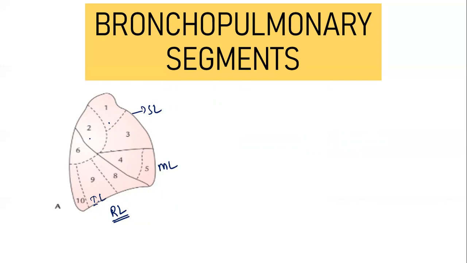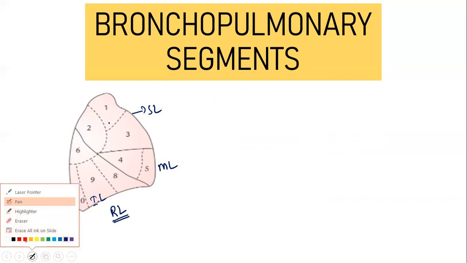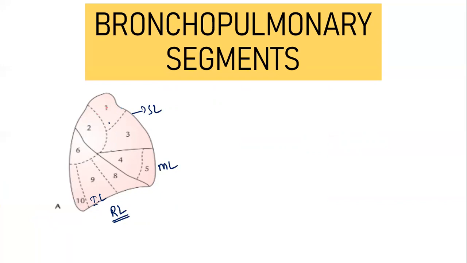Now, the superior lobe has got three segments. So the anatomists have done so many dissections of the lung, and they are able to figure out three segments in the superior lobe. So what are the segments? Yes, this one. What is this called? It is located towards the apex, so it is called the apical segment.